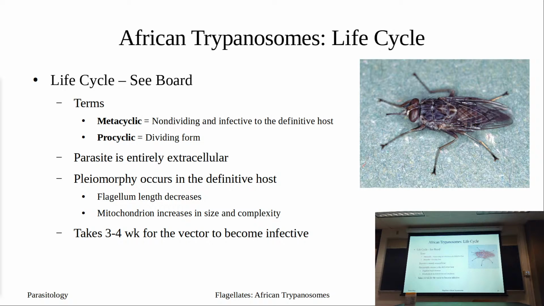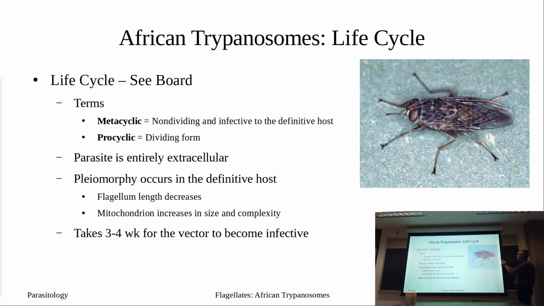And then we have this pleomorphy, where we go from a long, slender form of trypomastigote to a short and stumpy form of trypomastigote. And what we see here is that the flagellum length decreases. So long and slender has a fairly long flagella. That's going to decrease in size. It's going to get smaller. And not only that, but our mitochondrion is going to increase in size and complexity as well. And we'll talk about why that happens. And it's actually the reason why we start switching to this stumpy form.